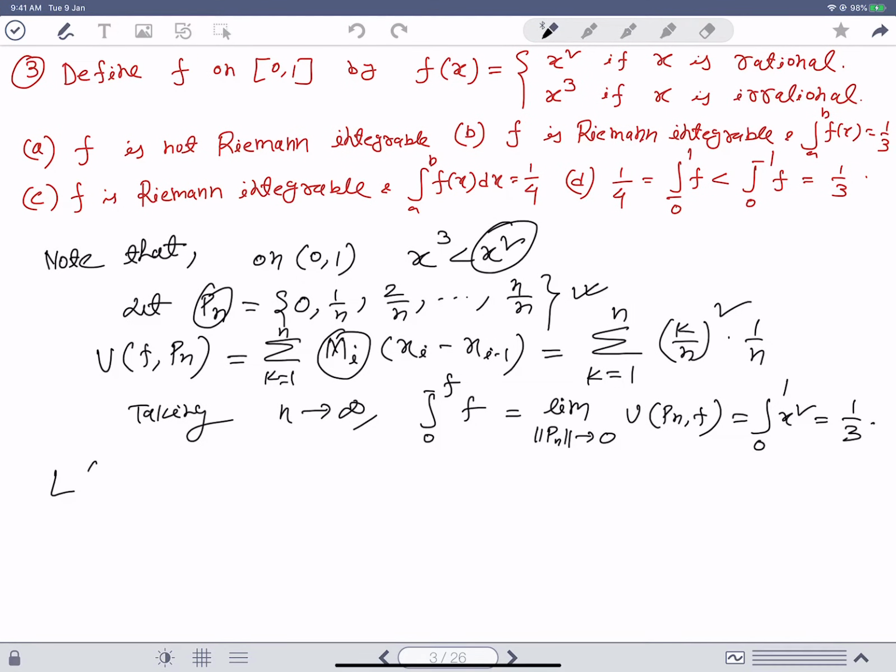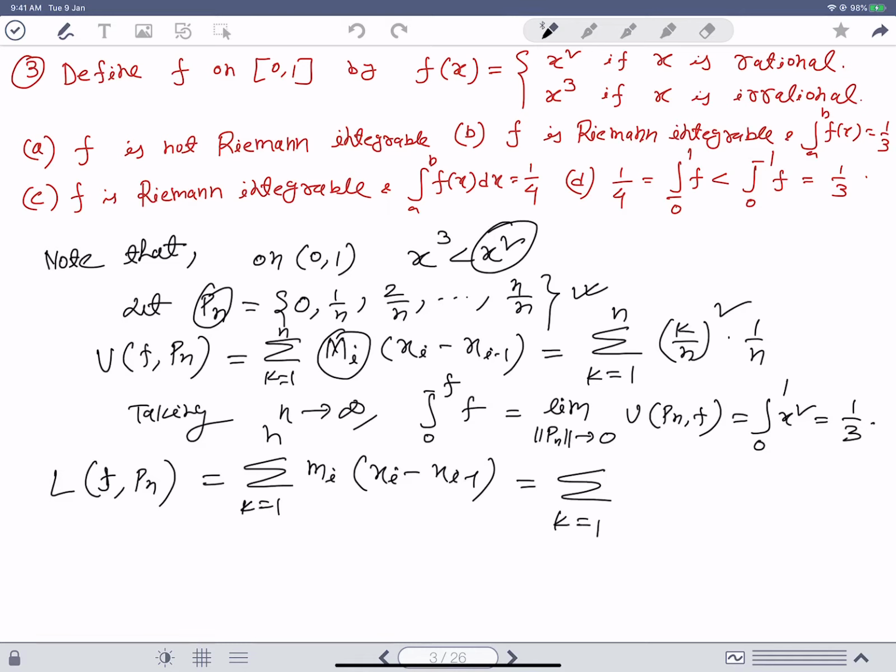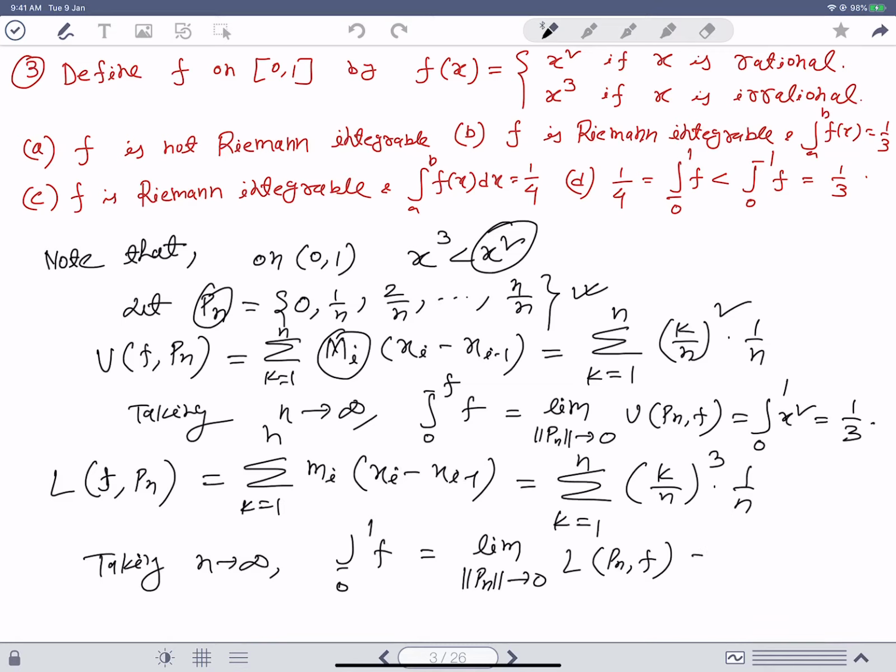And if you take L(f, P_n), then that sum, k equal to 1 to n, small m_i (x_i minus x_{i-1}), equal to, by a similar approach, you will get sum 1 to n, k by n cube times 1 by n. And again taking n tends to infinity, you get that lower integral, integral 0 to 1 of f, equal to the limit as norm of P_n tends to 0 of L(P_n, f). Since we know the value here, it is just integral 0 to 1 of x cube. So, that is 1 by 4. So, we are done. It is not Riemann integrable and this is the value.